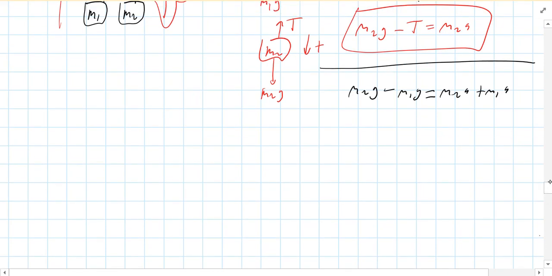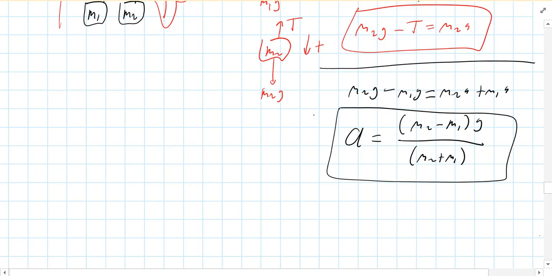And then if you were to solve for a, first of all, I would factor the g out of this, and so you end up with m2 minus m1 times g divided by m2 plus m1, okay? Now, a tendency will be for folks to memorize this equation. Please don't do that. It's much, much, much more important that you understand how to get there, okay?